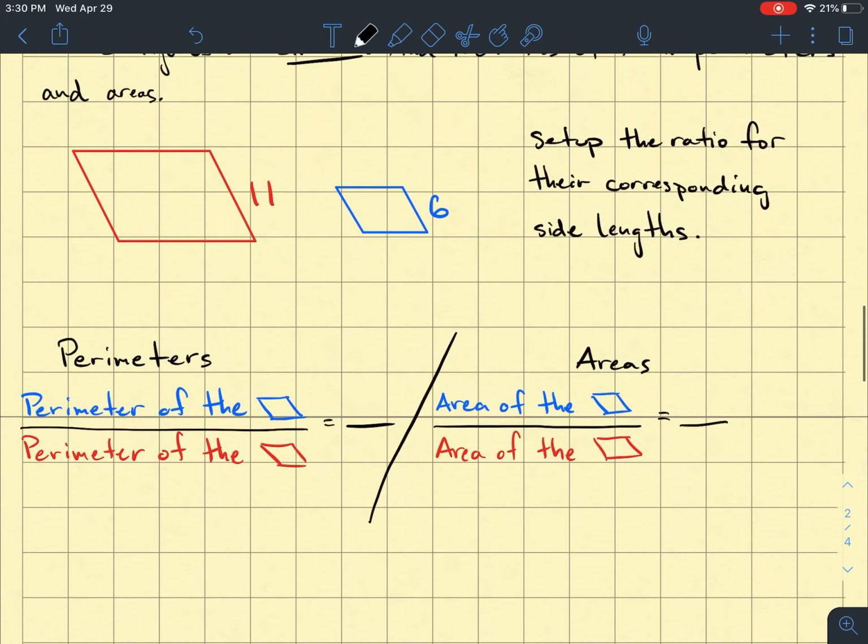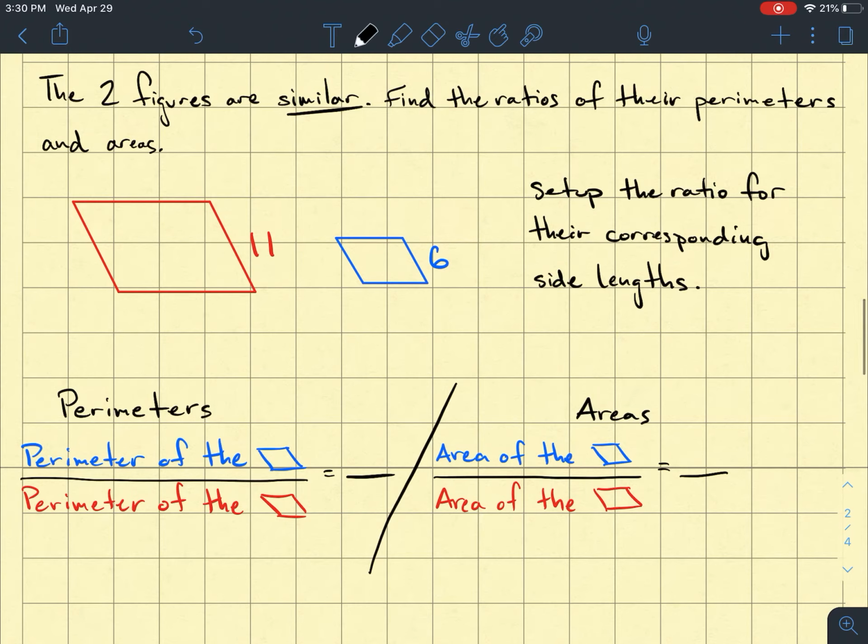Last example, I think. Let me double check. Yes. Last example. I don't want to get your hopes up again.